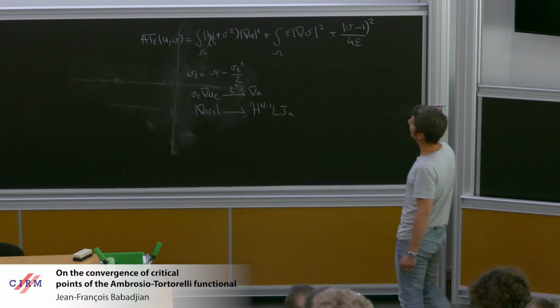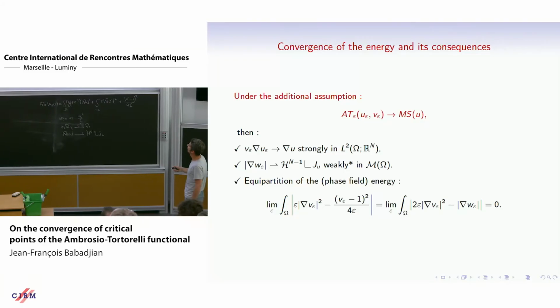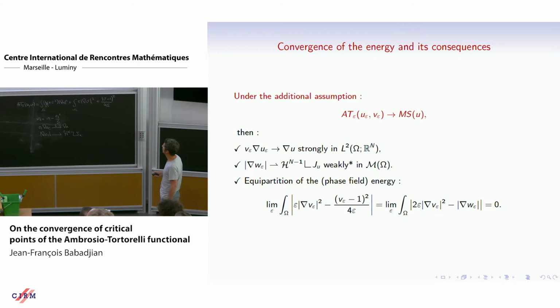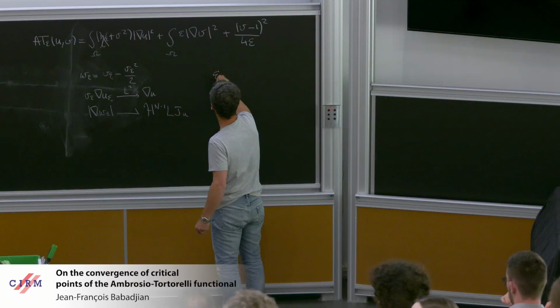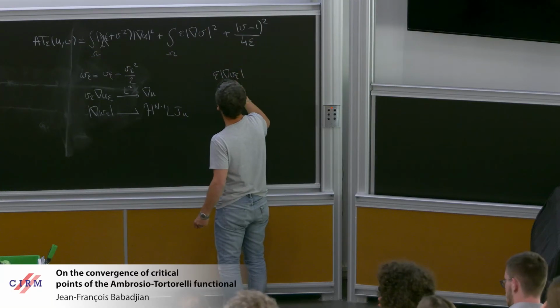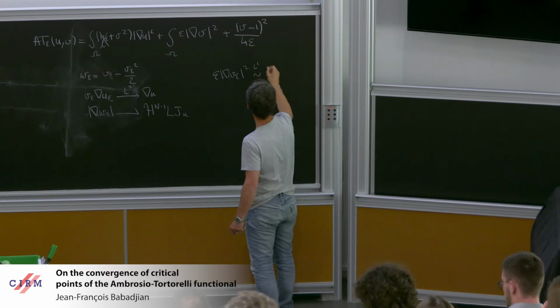Okay? And there is a fundamental property which is called the equipartition of the phase field energy. In the phase field energy you have two terms, these two terms here and here, and equipartition of the phase field energy tells you that both terms have exactly the same asymptotic weight. So in the L1 sense, epsilon grad V epsilon squared is equivalent to this one.